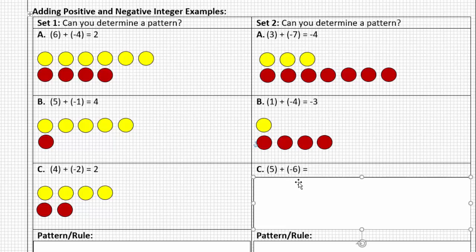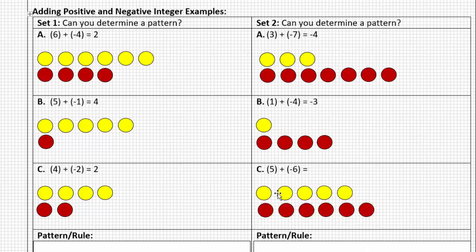And our final problem in this set would have 5 positive chips and 6 negatives, canceling out our 5 zero pairs, leaving us with just 1 negative. So 5 plus negative 6 is negative 1.